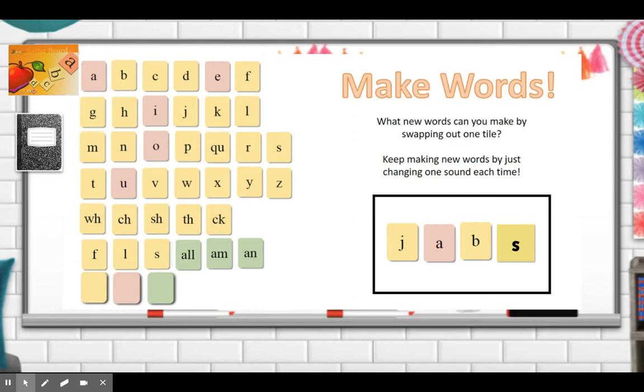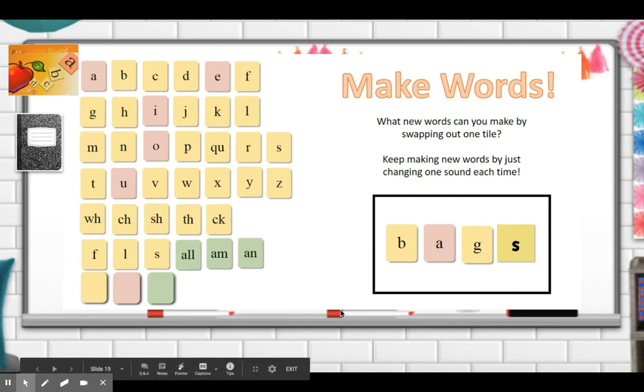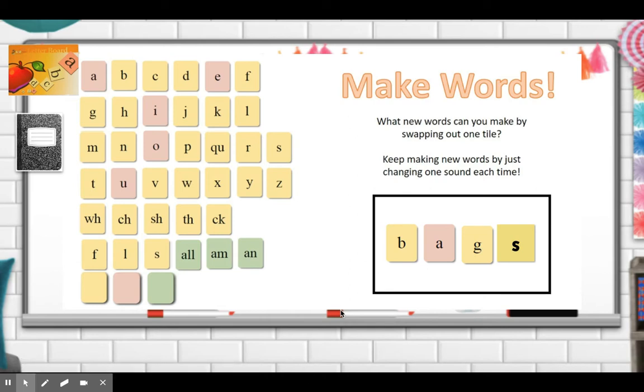Okay. Now the next word we're going to make is jags. Jags. This is what jags looks like. We only changed one sound. And now we are going to make the word bags. Bags. And this is what the word bags looks like. We changed only one sound, the beginning sound. So we made 4 words by just changing one sound.